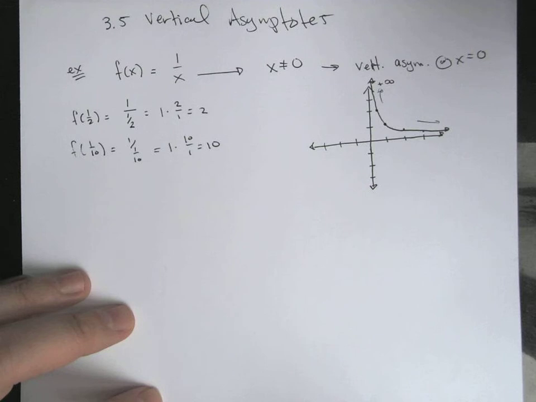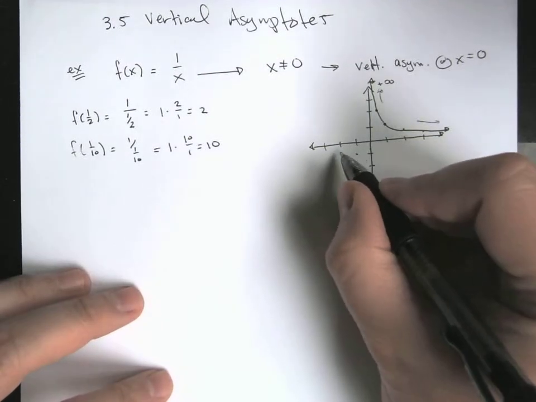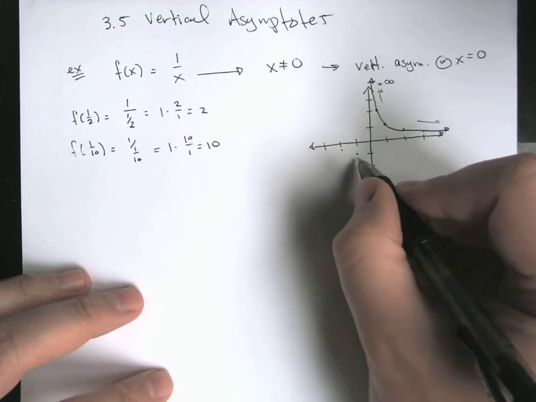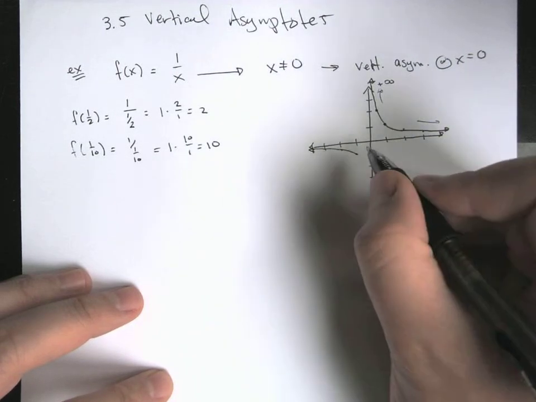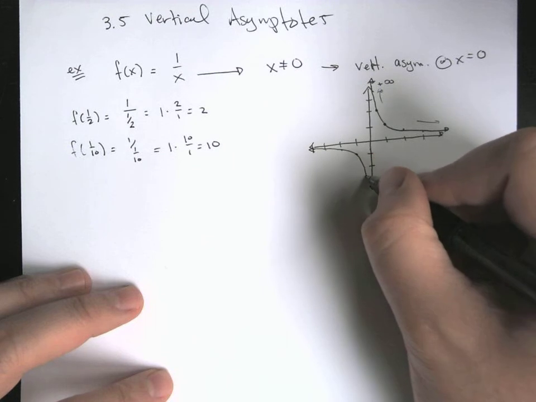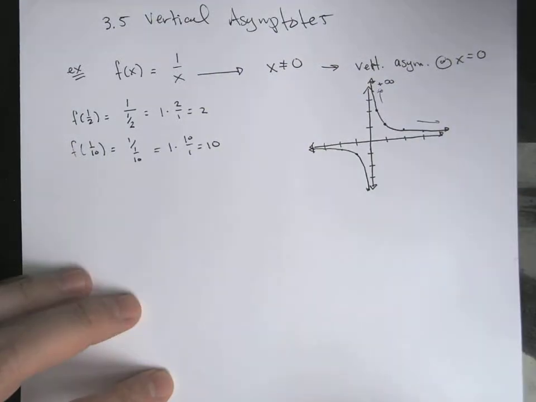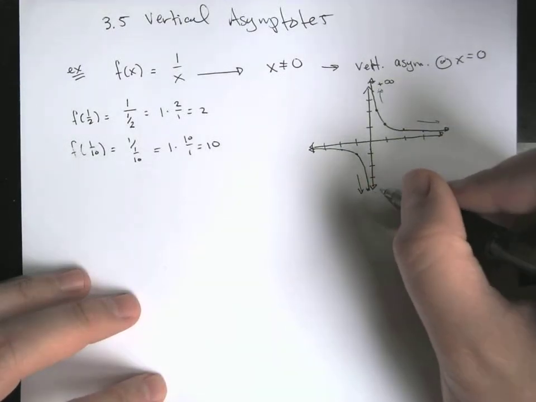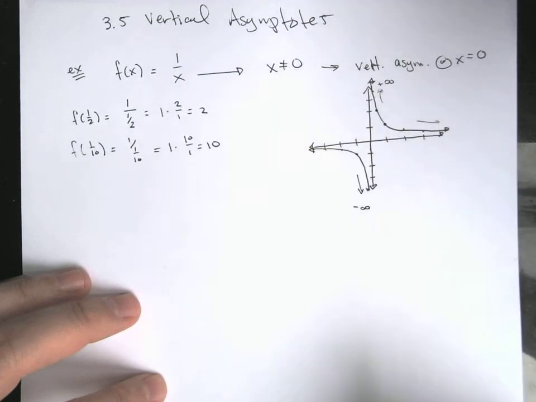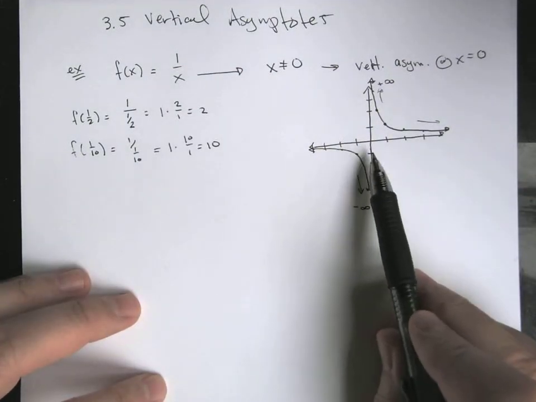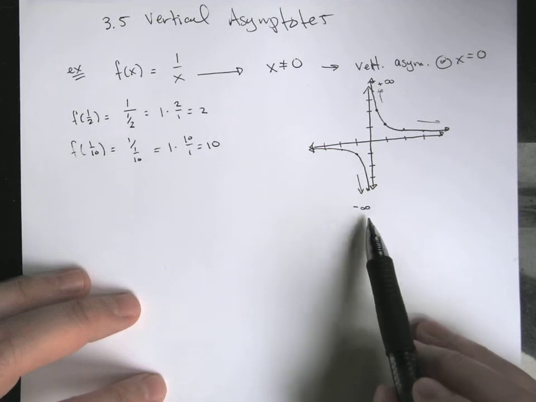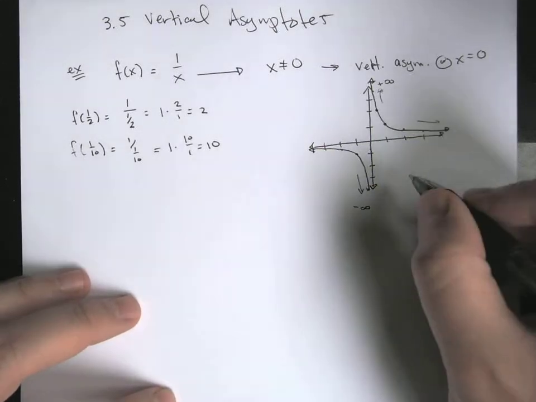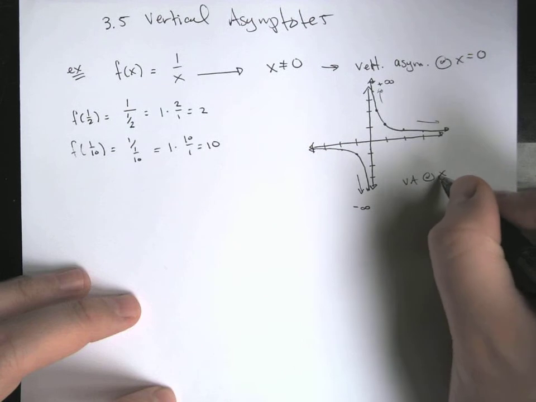If we put in negative numbers, we're going to get kind of a mirror image of this. -1 would give us -1, -2 would be -1/2. We get this same kind of graph on the negative side, and then it would flip and do -1/2, -1/10, and so on. All those are going to give us big negative numbers. And so as we go towards 0 from the left-hand side, we're heading down to negative infinity. So this is a vertical asymptote at x equals 0.